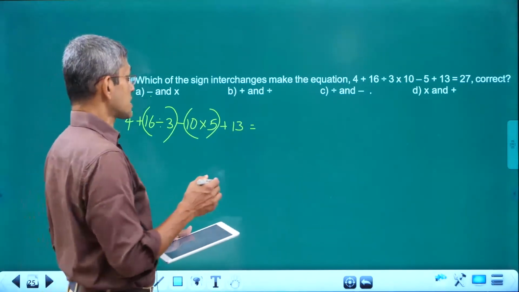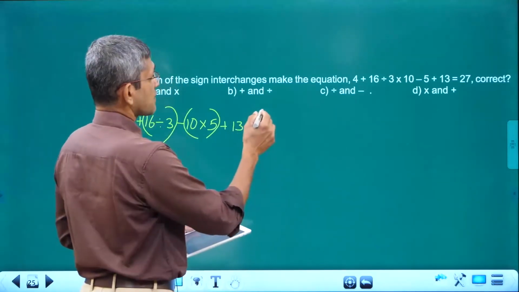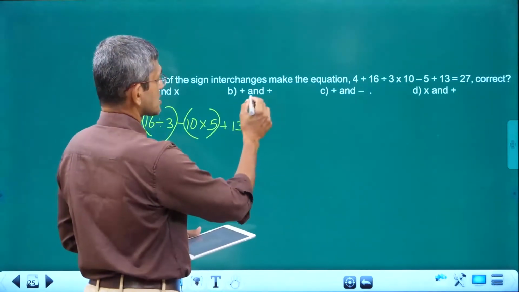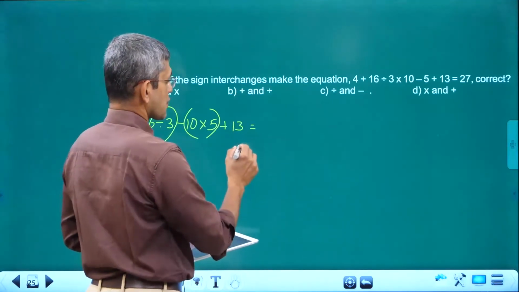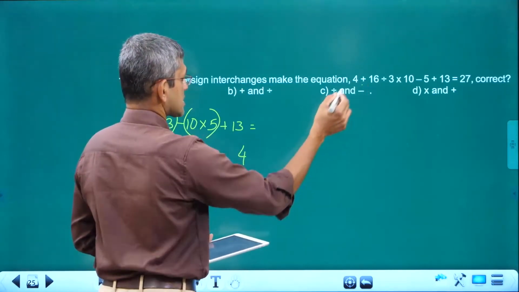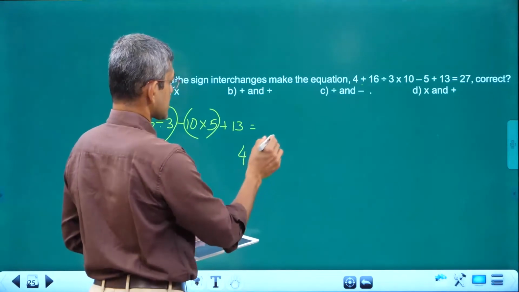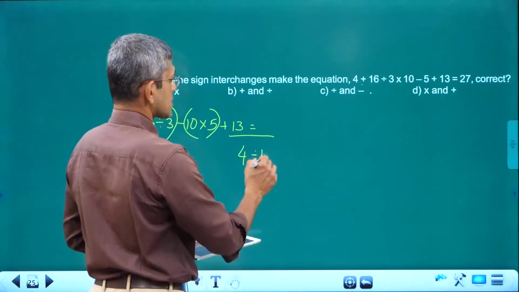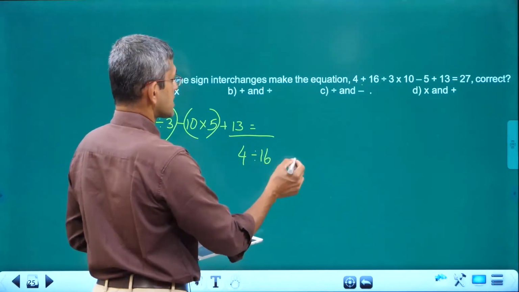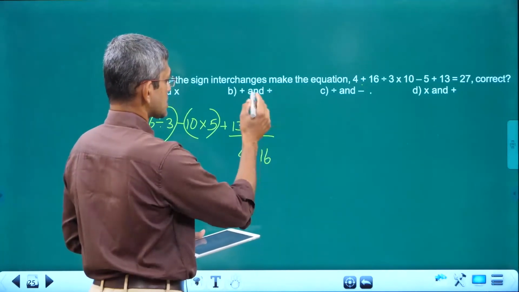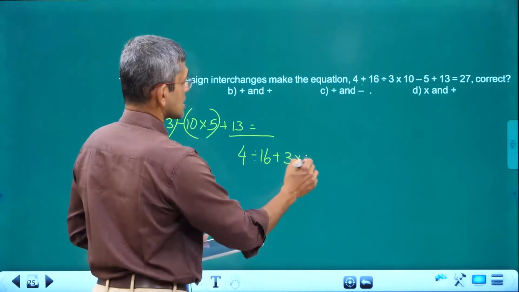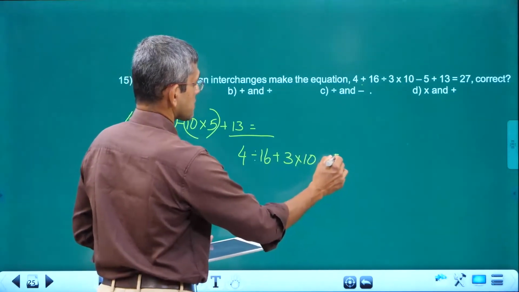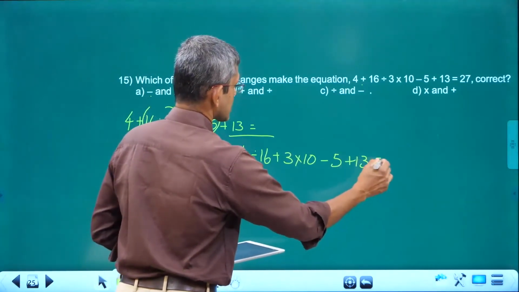So second one, what we have here, 4, this is plus and addition and division. So 4 and it's plus, so that means it must be subtraction. 4 divided by 16 and divide by means what? It's plus. Plus 3 into 10 minus 5 plus 13. Are we going to get 27 from here?